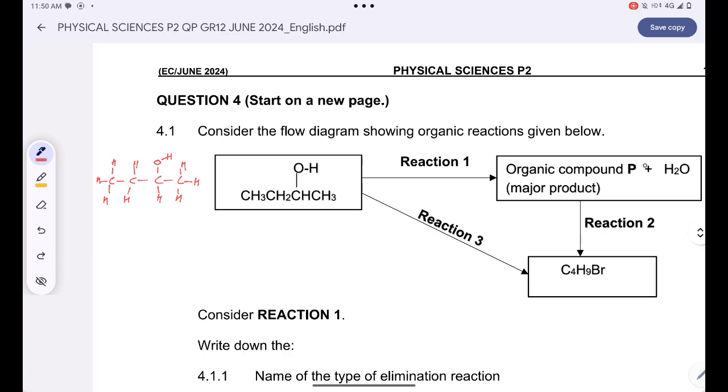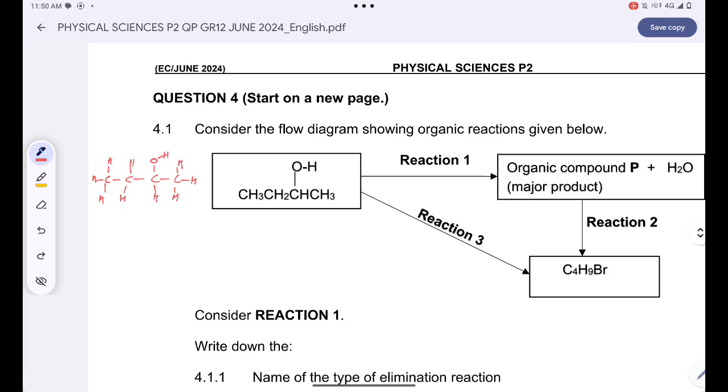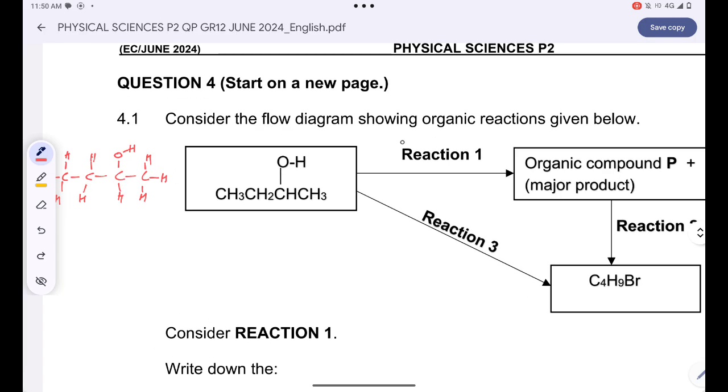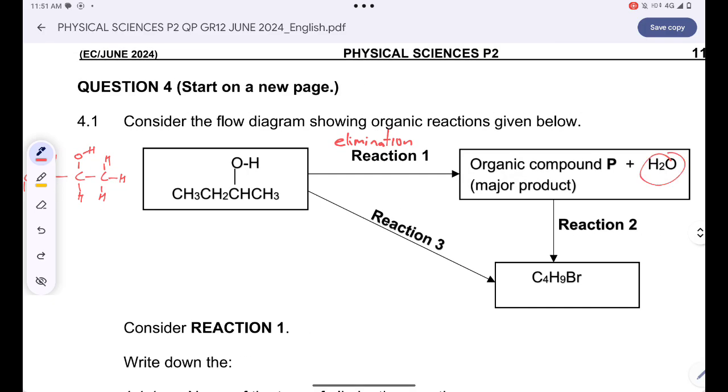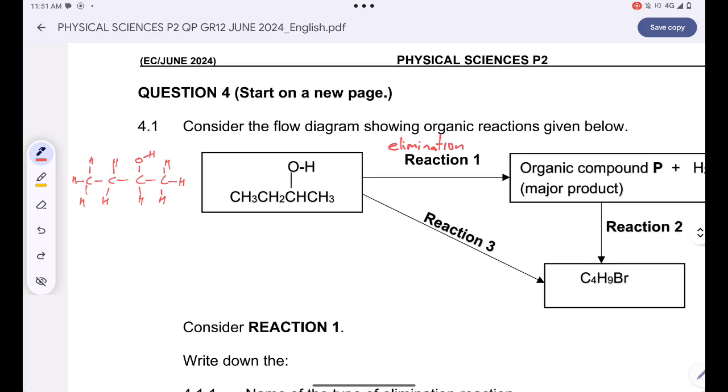Okay, and then for reaction 1, something happens to this alcohol. We end up having a major product as well as water. So that means water was dehydrated from our compound, so this type of reaction is an elimination reaction. Since there's plus water over there, that means water was eliminated from that compound. The type of elimination is called dehydration.